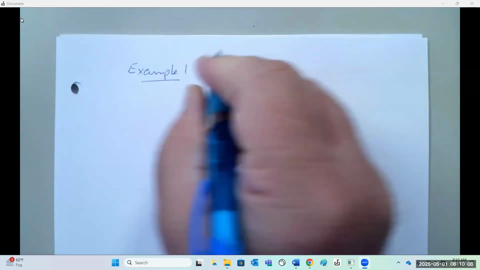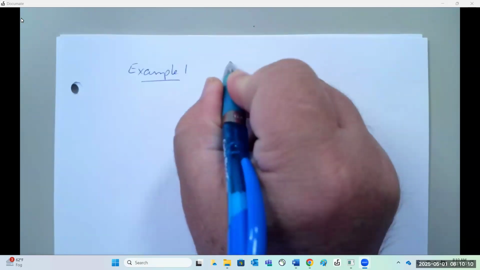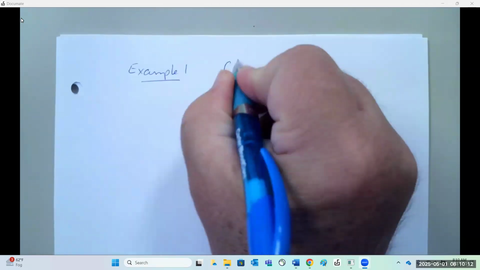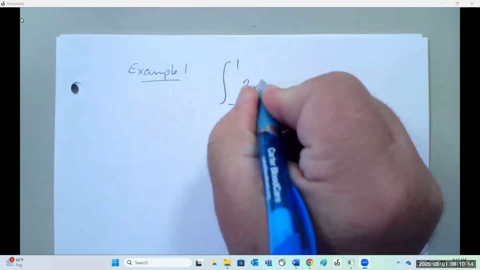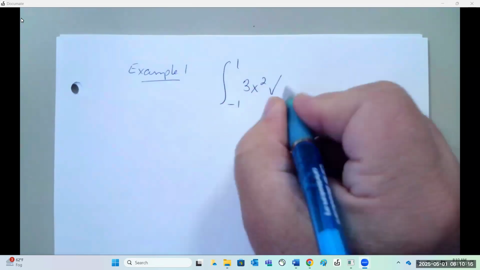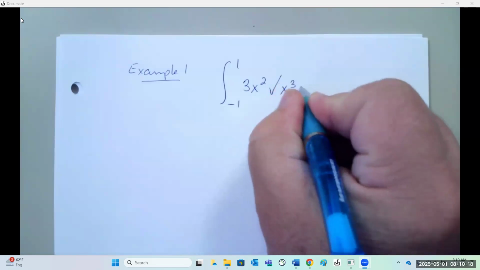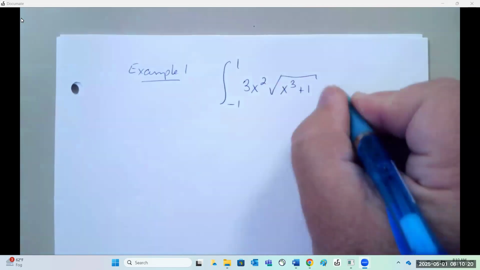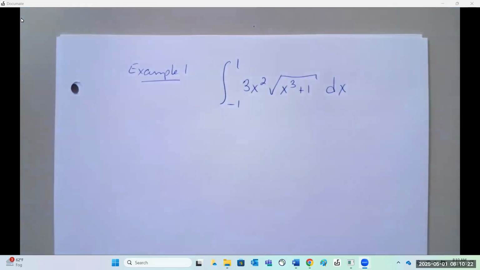Example 1. Evaluate this. From -1 to 1, we have 3x squared square root of x cubed plus 1 dx. So let's do both of those methods.